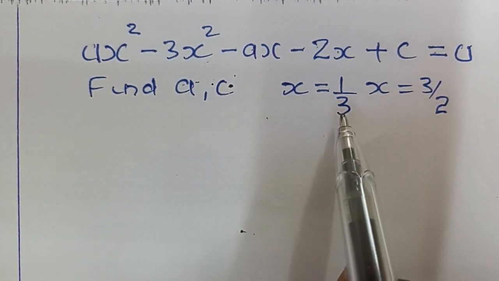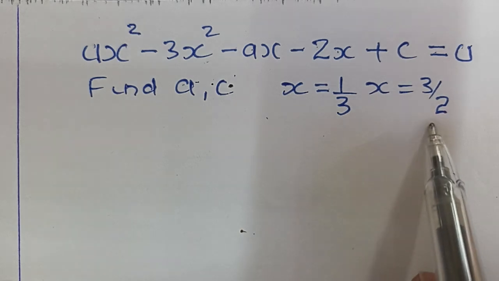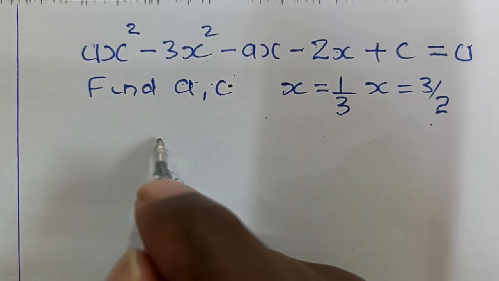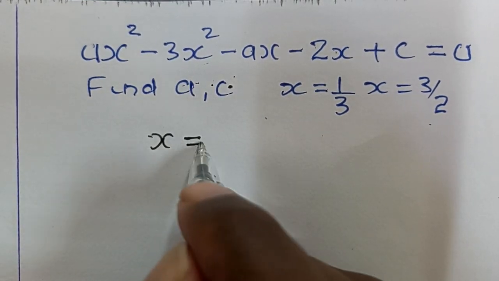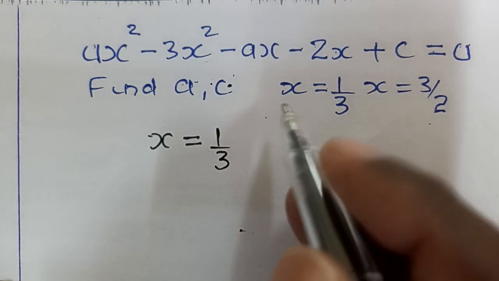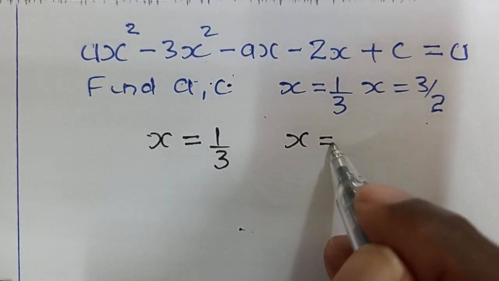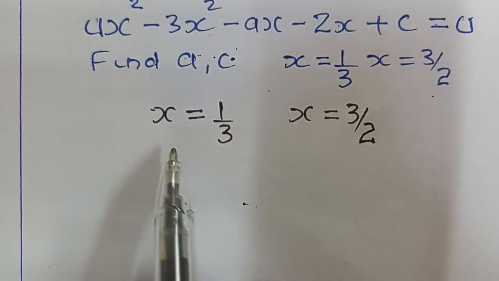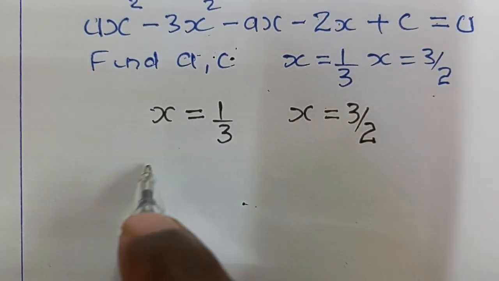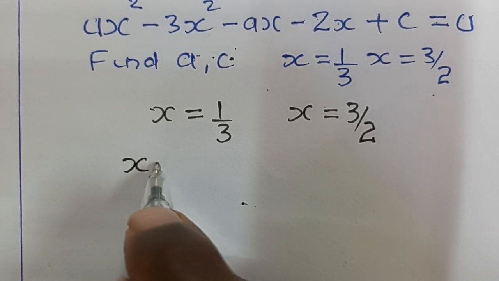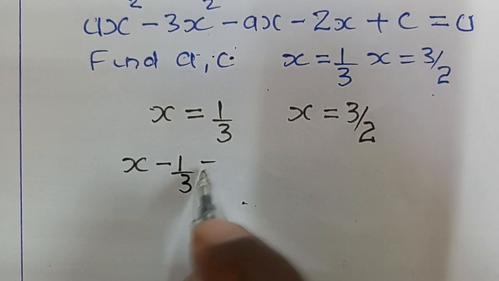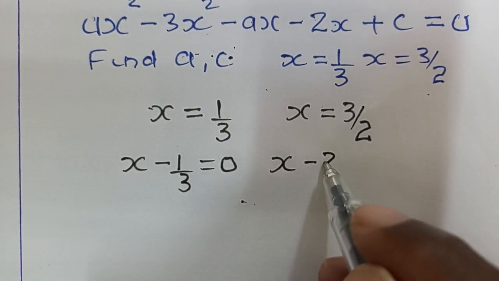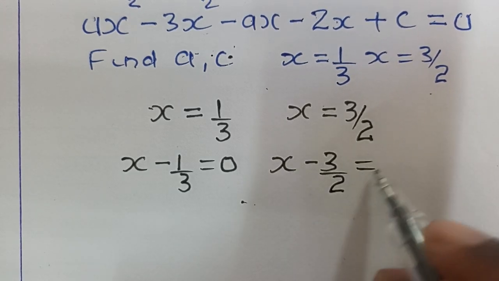Guys, the first thing we are going to do is to find the equation of the quadratic equation. And we use these roots. We have x equals a third. Guys, we also have x equals 3 all over 2. Now we can produce the factors for each of the roots. So this side, we shall have x minus a third equals 0, and here we have x minus 3 all over 2 equals 0.